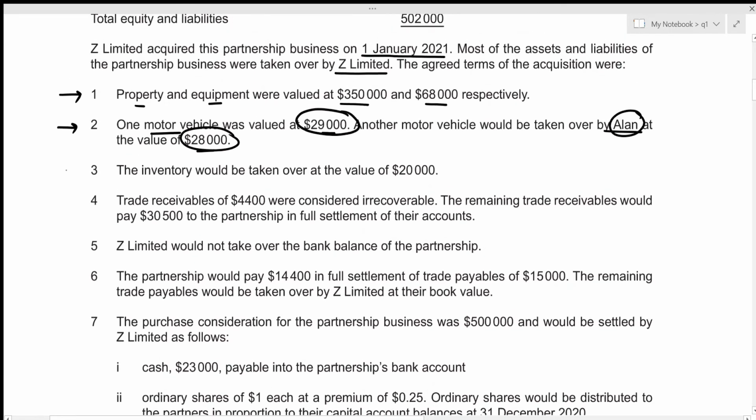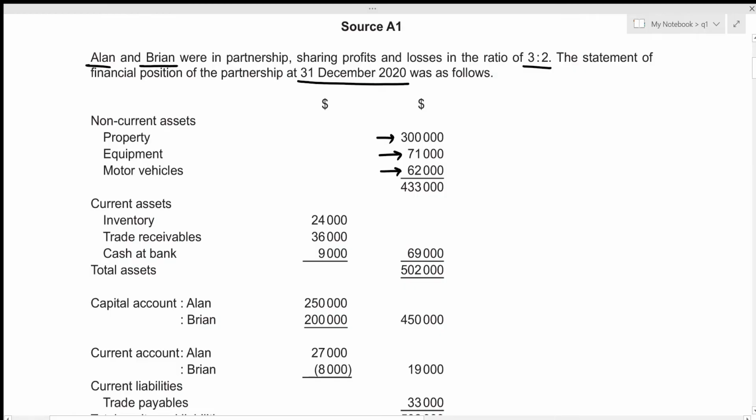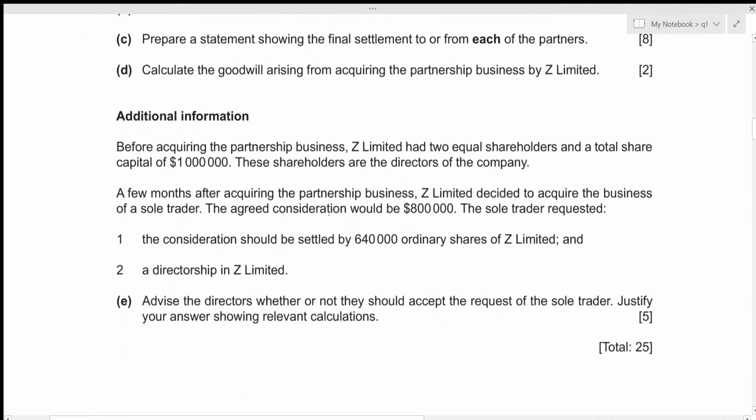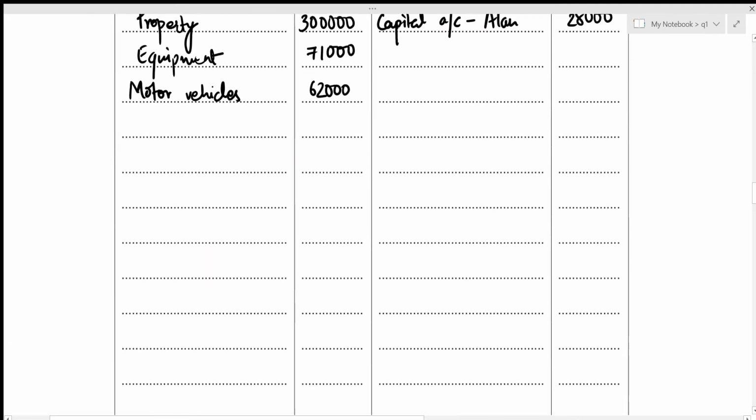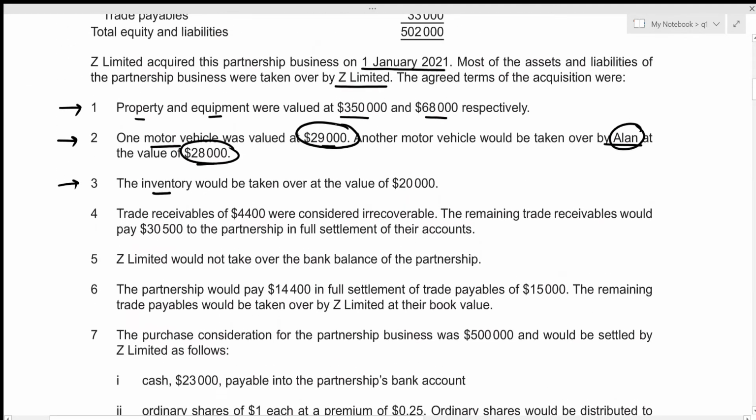Then we are told that inventory would be taken over at the value of 20,000. So this also means that inventory will be acquired by Z Limited. So we need to record its original value on the debit side. Let's have a look at the statement of financial position for its original value. We can see inventory right here at the value of 24,000. Let's record this in our realization account. So that's inventory with the value of 24,000. And since this is being acquired by Z Limited, its new settlement value will be included in the purchase consideration itself.